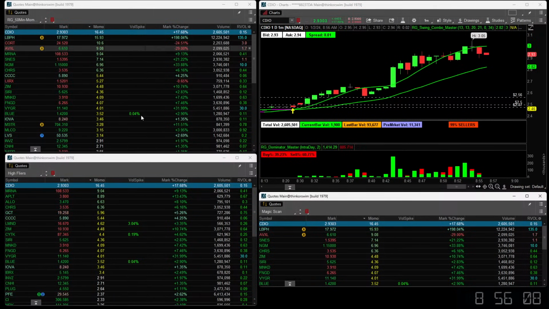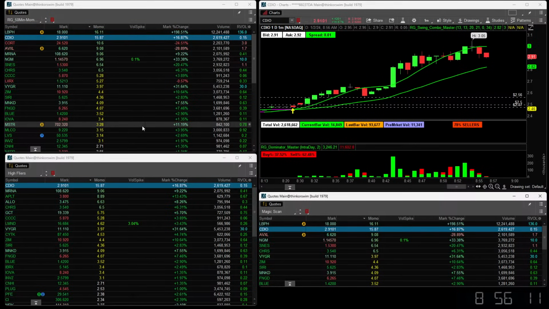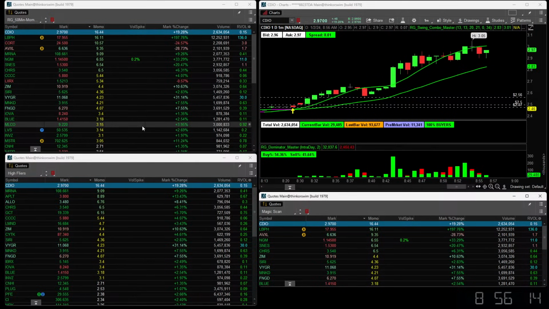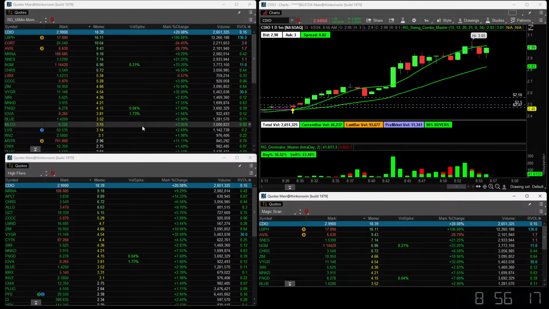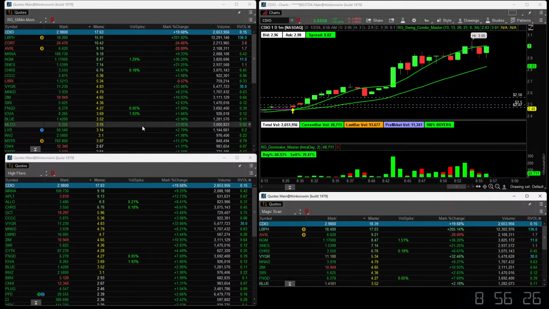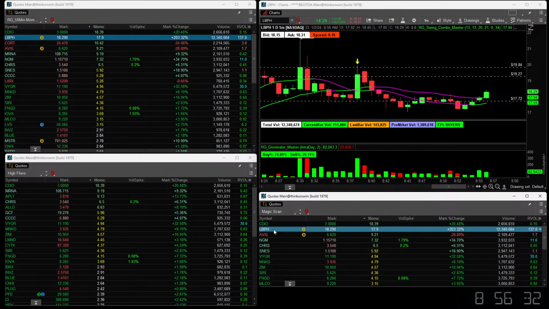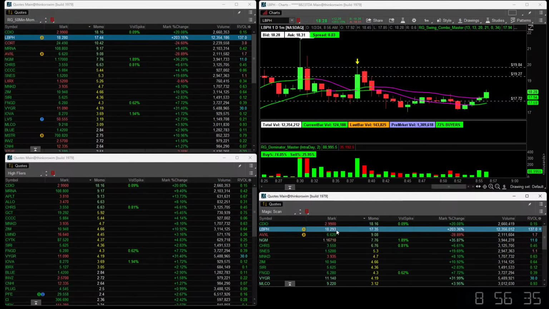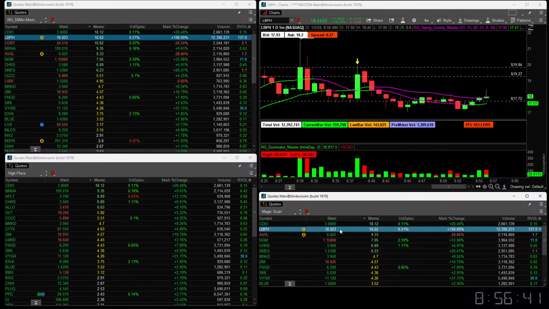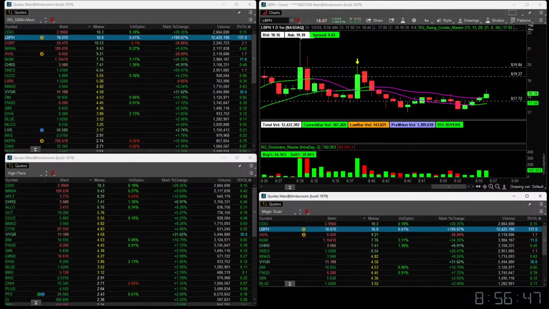Market's calming down now. LBPH holding that 1772. I'm looking at it on another chart. It's down here in the Magic Scan. This is why I like it. Not liking the wick on the top on this candle.